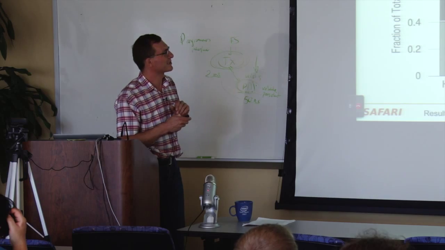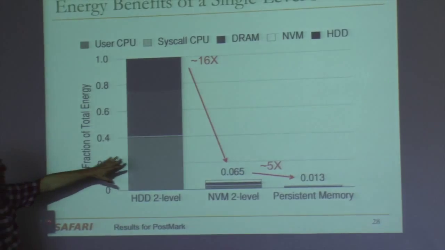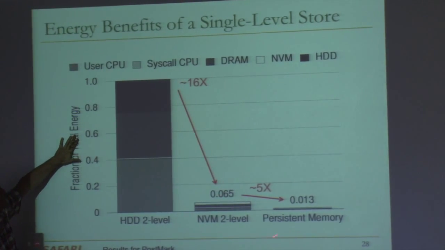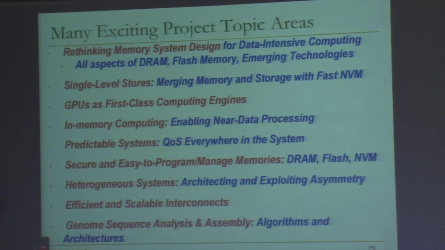OK, I'll skip this over here. But basically, energy, you can do perfect energy studies as well. And this shows that this is the total energy in the memory system. And total energy also improves if you actually get rid of the two-level interface. OK, there are many other potential project topics. I'll flash this. I've talked about memory system quite a bit, but that's not the only thing, right?